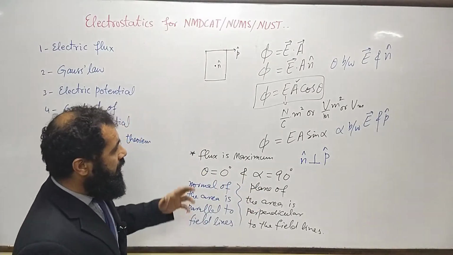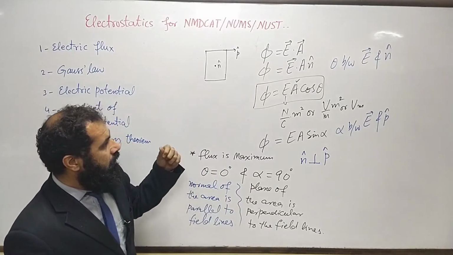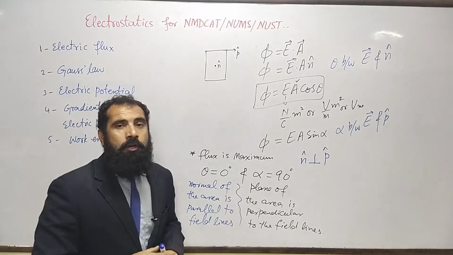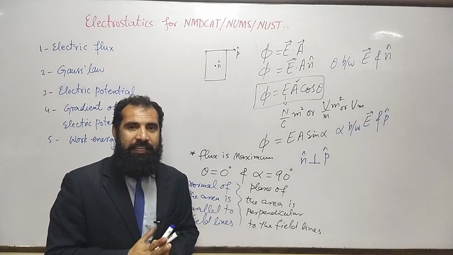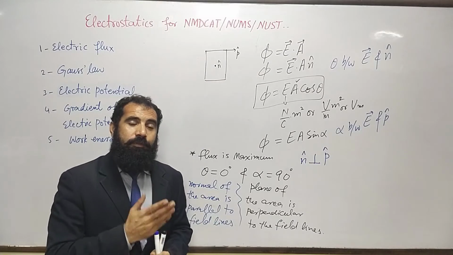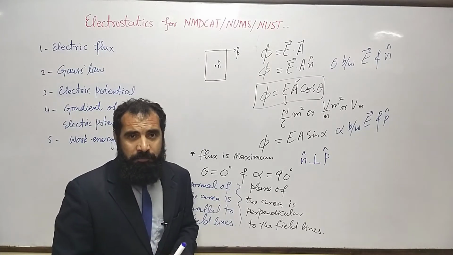Let me give you an example from some past papers. There was a question: what is the change in the orientation of the area if the flux through it becomes half of the maximum?